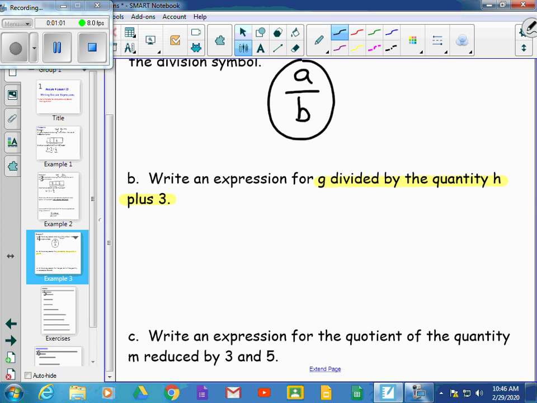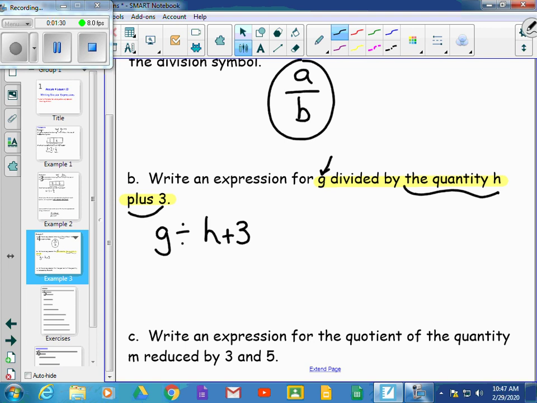Well, what is being divided? What is the total? In this case, G is being divided. So I'm going to put G where the dividend goes in our division expression. And then, what is it being divided by? It's being divided by the quantity H plus 3. So I'm going to put that in the divisor section of using the division symbol.